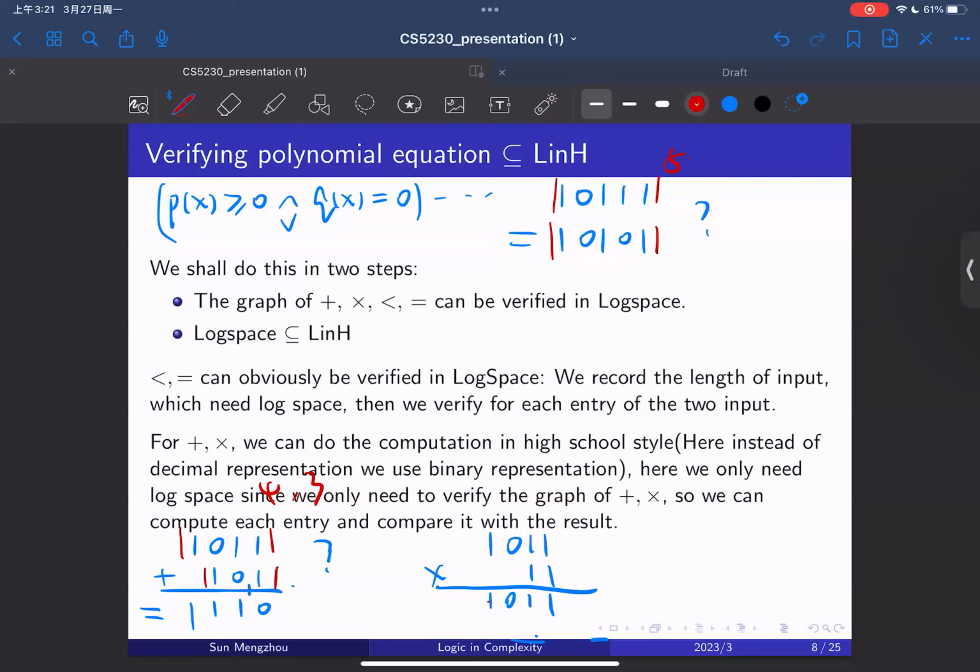Instead of this, we only compute this one, right? And next we compute the next row, 1011, but we only record this thing. And fortunately, here's nothing, and we know that the result is 1, and we compare it to the given result whether it's correct, and we keep doing things like this. So this is a strategy we use to show that the graph of plus, times and less than equality can be verified in log space.